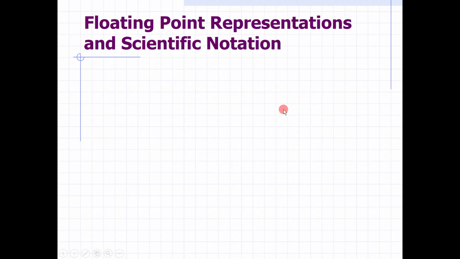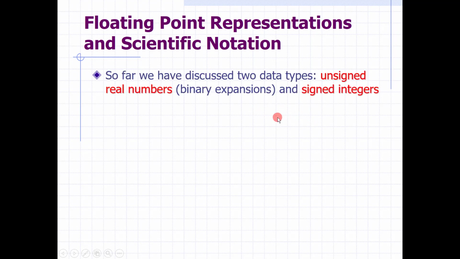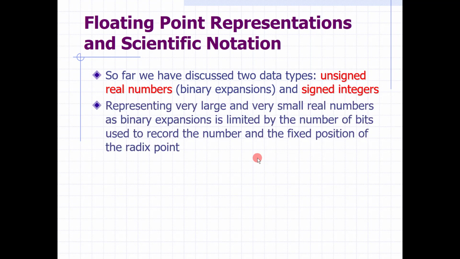Floating point representation is basically using scientific notation. So I thought we could first review a little bit about scientific notation in base 10 before we start going after binary scientific notation. What we're doing now is moving from our unsigned integers and our signed integers into a way to represent floating point numbers that will allow us to handle very large numbers and very small numbers.